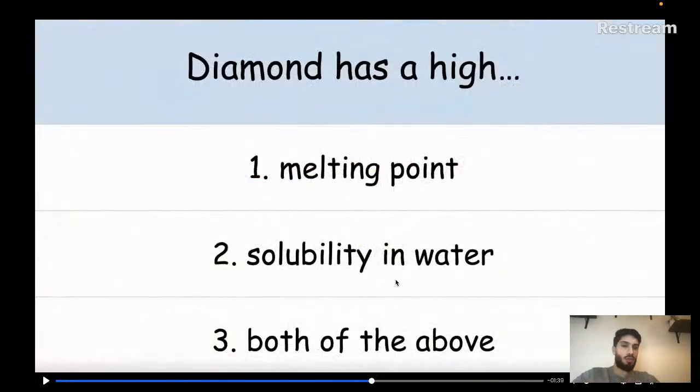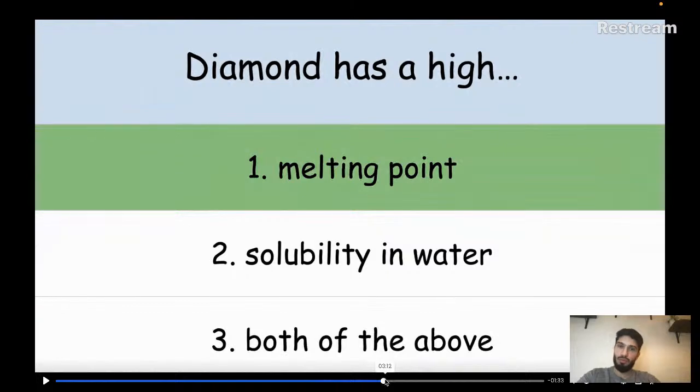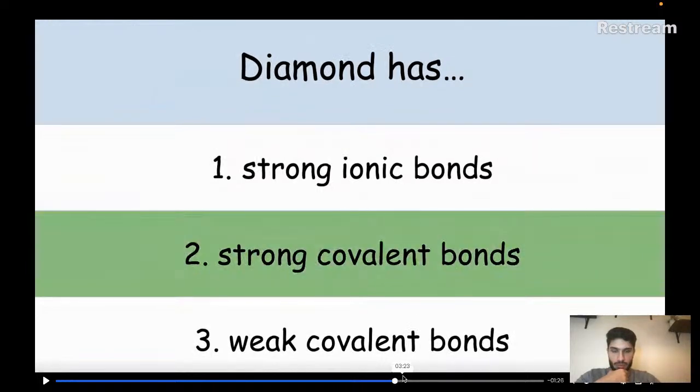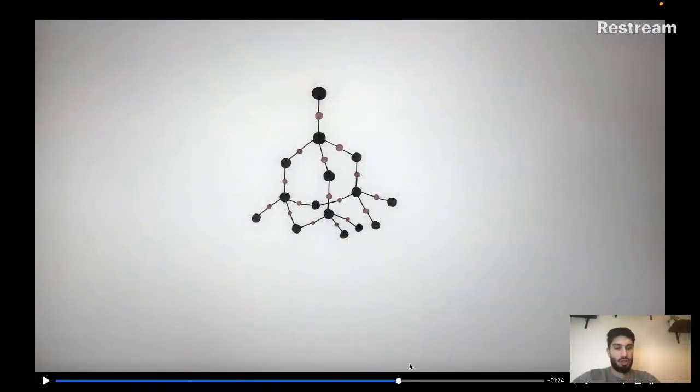All right. Diamond has a what? A high 1, 2, or 3. Hmm. 1 melting point, high melting point. Diamond has, is it 1, 2, or 3? Strong covalent bond, number 2. Okay, this now goes on to silicon dioxide. I'm not going to go over this because it's very similar to diamond, but of course, there are differences. I'm going to move on from this.